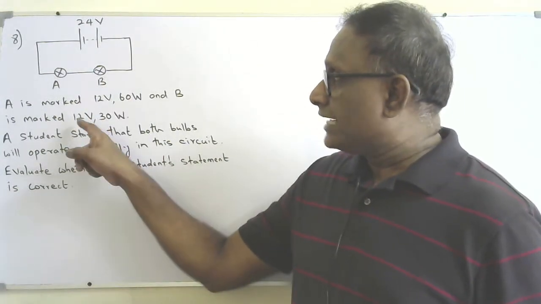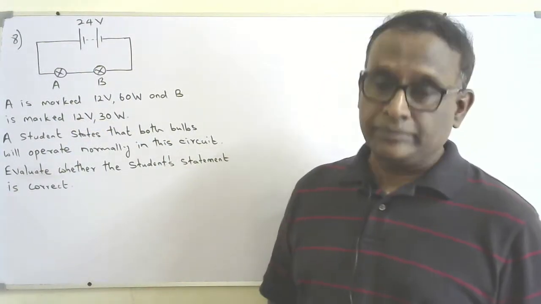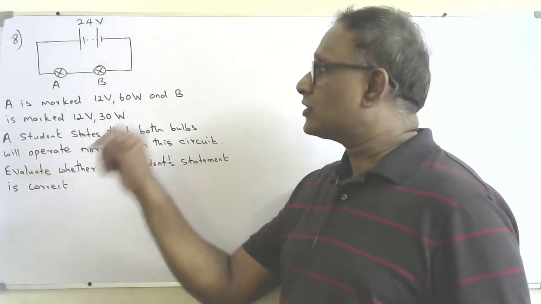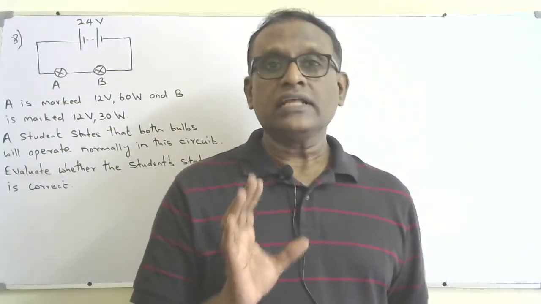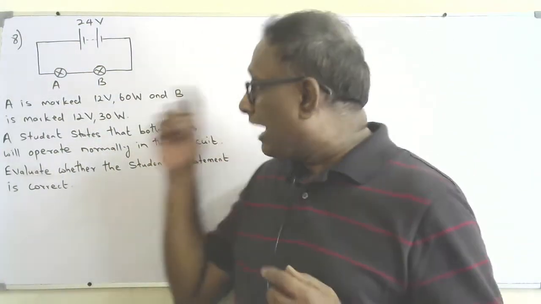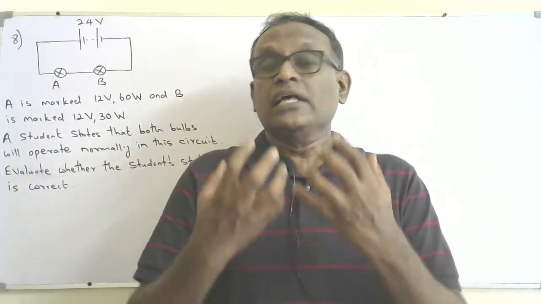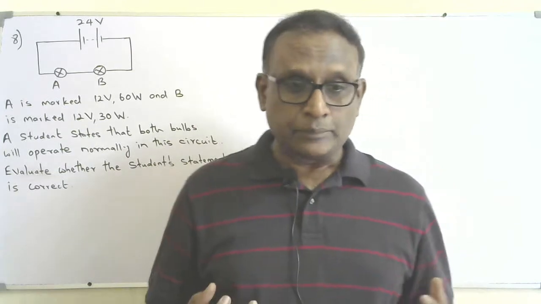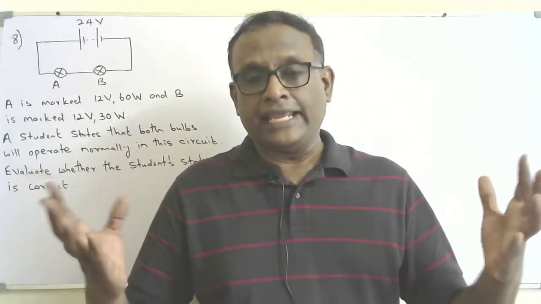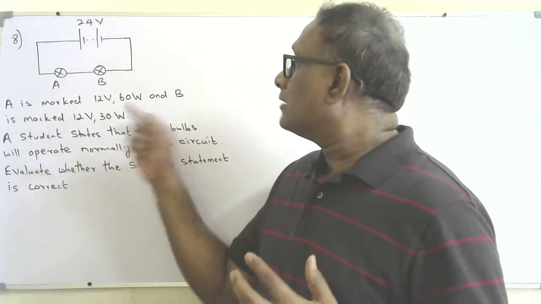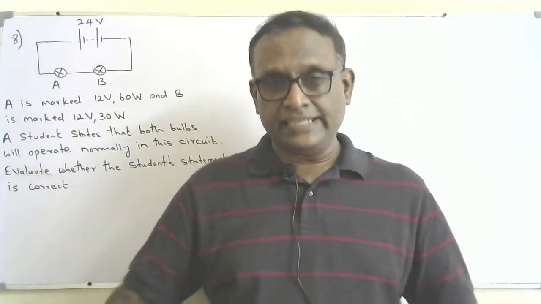The bulb B is rated as 12 volt 30 W. That means if the voltage across B is 12 volt, then it will consume every second 30 joules of electrical energy, or it will consume 30 watts of electrical power and dissipate totally 30 watts of light and heat.